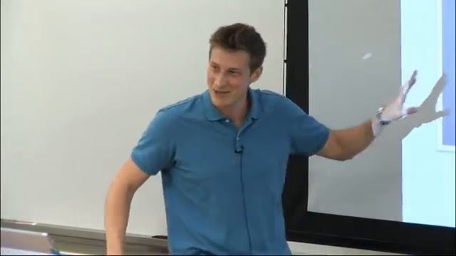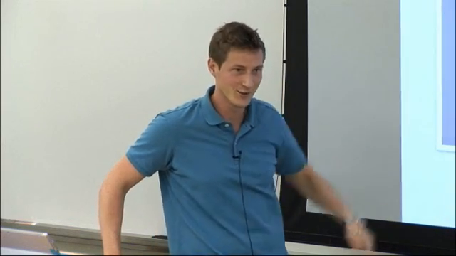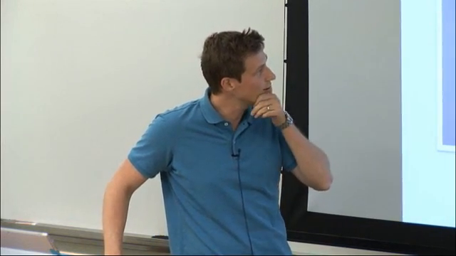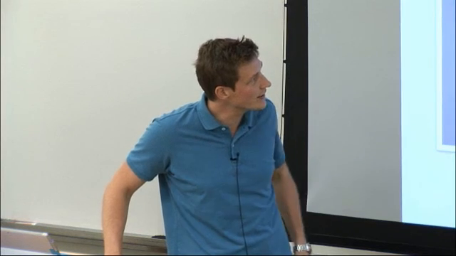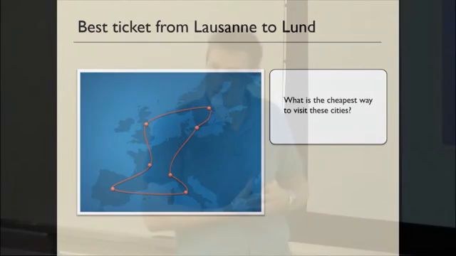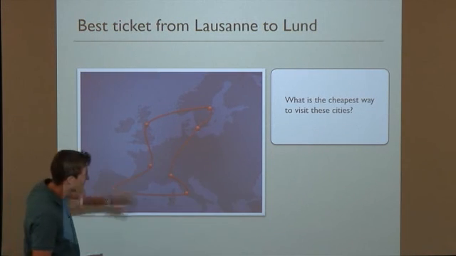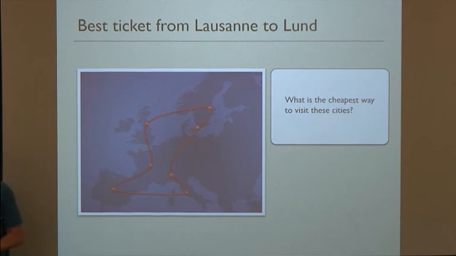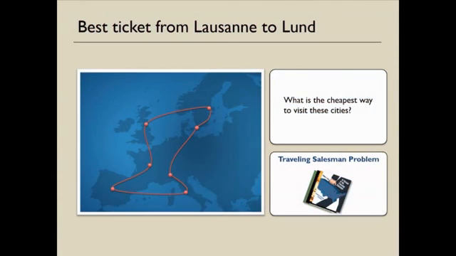So this is an easy problem because it's the shortest path, right? Shortest path from Lausanne to Lund. But you could spice it up. Suppose you want to visit all these cities. So now we ask ourselves, what's the cheapest way to visit all these cities? Or what's the shortest way? That's one possible solution. And this, of course, is the TSP problem that we like a lot, and many books have been written about it.